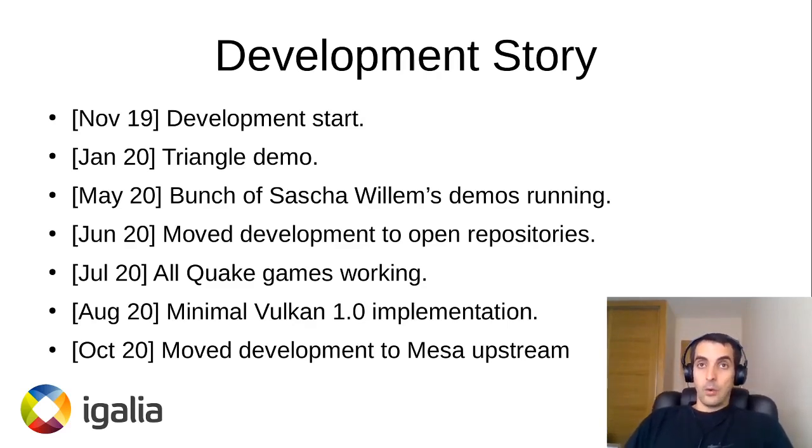The real work, coding, started around December. By January, we got the classical triangle demo working. Then, between January and May, we were working mostly using individual tests. Specifically, we were trying to use as much as possible CTS. I will talk about that later. So we were not visualizing too much on the screen. We were just using tests that say whether it works or not, and that really focus on specific features.